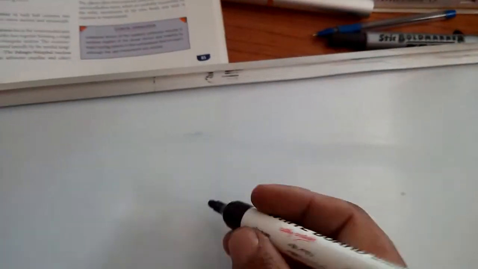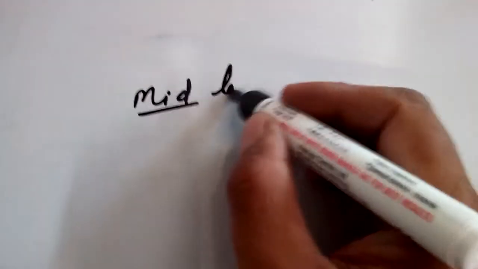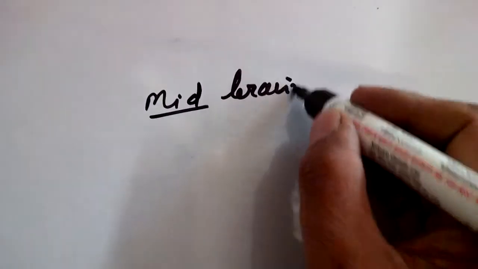This is the second part of midbrain. So the first section was taken from the level of inferior colliculi, and this is the second transverse section of midbrain at the level of superior colliculi.